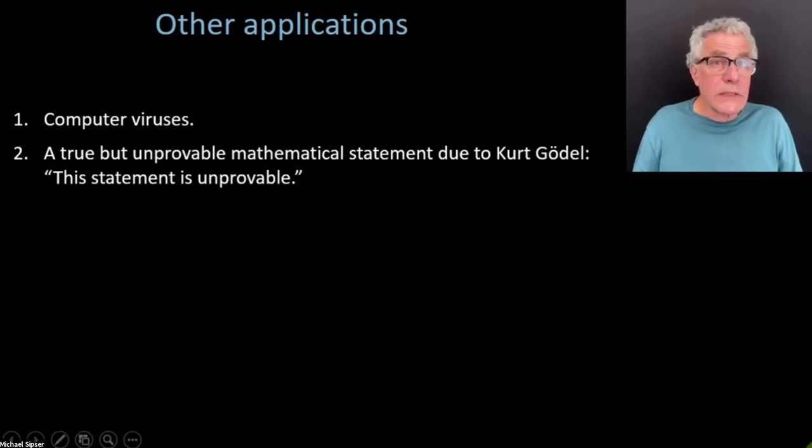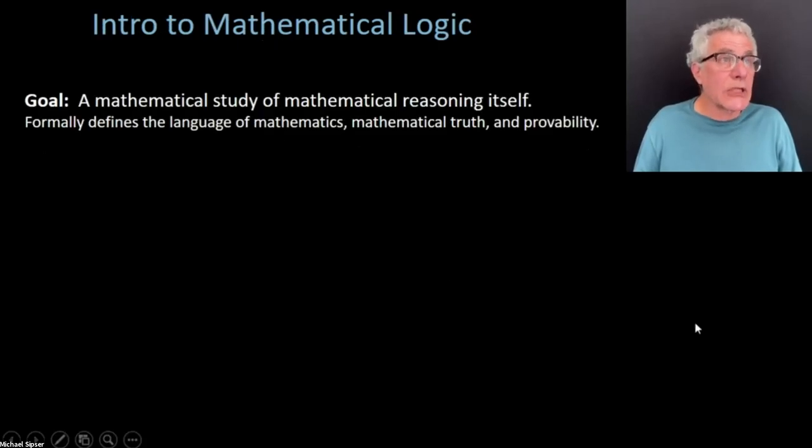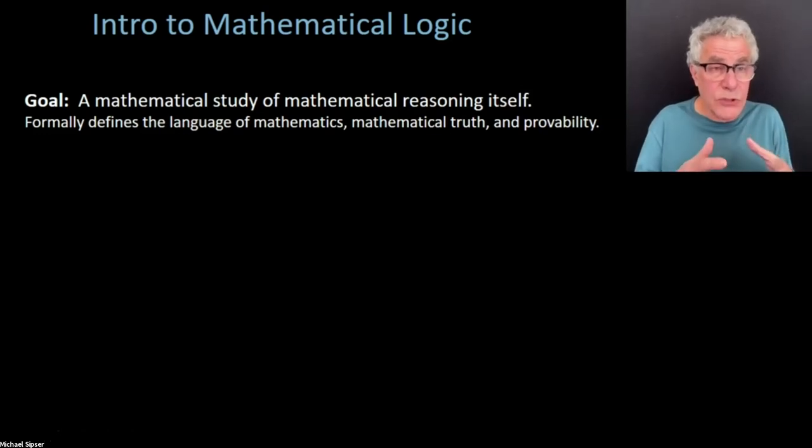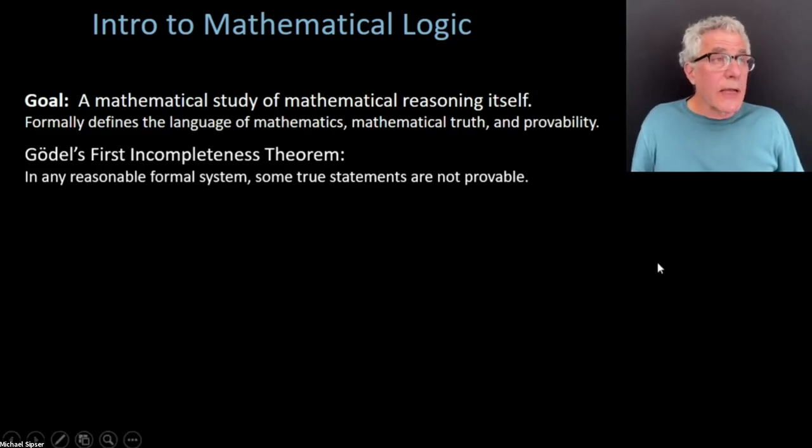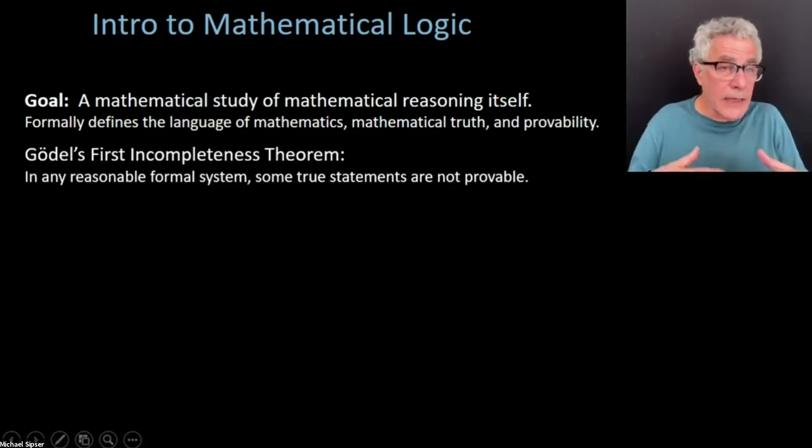So anyway, I'm going to sketch how we actually go about doing that, because we now have enough technique to at least give you an idea of how you demonstrate that there are true but unprovable statements, and actually even exhibit one. Okay, mathematical logic is the mathematical study of mathematics itself. Gödel's first incompleteness theorem, as we described, is that in any reasonable formal system of mathematical provability, there are going to be some true statements that are not provable.